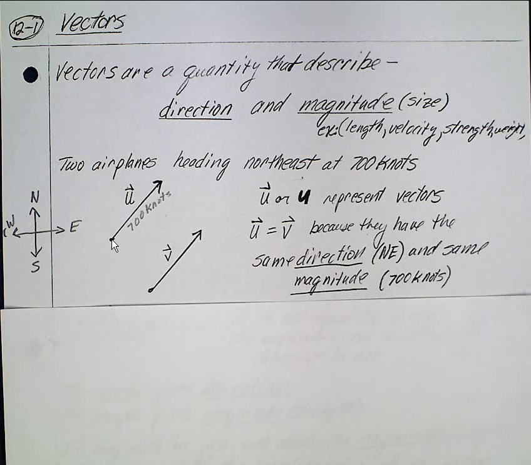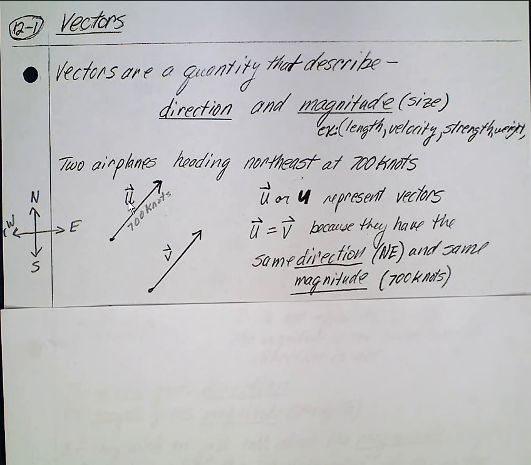So I've drawn vector U here, starting at any point you want, going in the northeast direction. You can see that's represented by the way the arrow is going. It's telling you that this vector is moving northeast. And I've labeled it 700 knots. That means its magnitude or its size is going to be represented by 700 knots. That's nautical miles per hour, which is a velocity for right now.